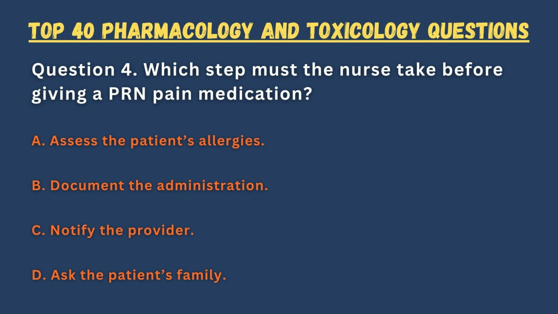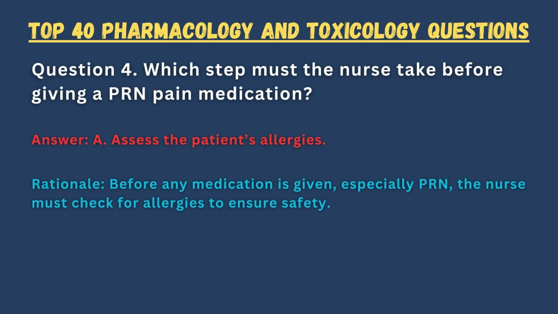Question 4. Which step must the nurse take before giving a PRN pain medication? A. Assess the patient's allergies. B. Document the administration. C. Notify the provider. D. Ask the patient's family. Answer. A. Assess the patient's allergies. Rationale. Before any medication is given, especially PRN, the nurse must check for allergies to ensure safety.